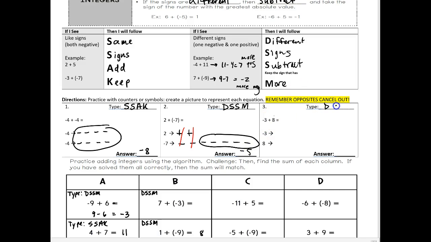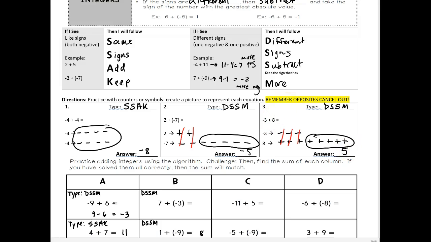Again, those are different signs, so I'm going to subtract and keep the sign that I have more of. Again, don't just get into the pattern of just writing that word. Actually use it. It will tell you exactly what to do. So you have negative 3, so 3 negatives, and 8 positives. 3, 4, 5, 6, 7, 8. Positives and negatives cancel out, and you are left with 5 positives. And notice your answer is positive because you have more positives.